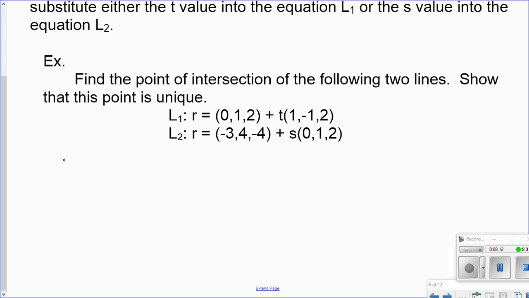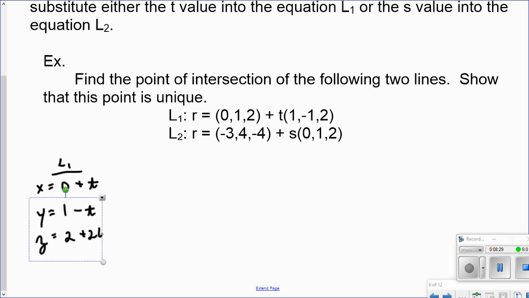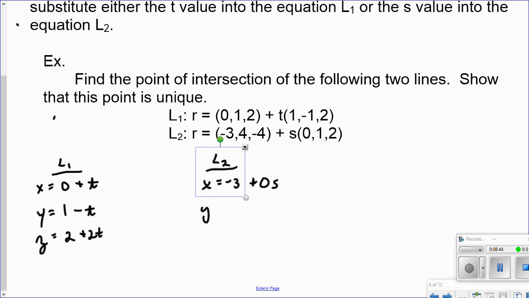So what we're going to do, as is always the case, is talk about L1, and I'm going to expand L1 so that I've got x equals 0 plus t, y equals 1 minus t, and z equals 2 plus 2t. L2, I can do the same. I can write x equals negative 3 plus 0s, y equals 4 plus s, and z equals negative 4 plus 2s.